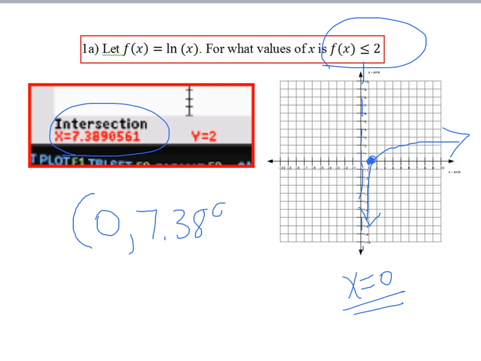I ask my students to go to 3 decimal places unless otherwise stated, so I'm going to close this off with a square bracket because it is asking me for where y is less than or equal to 2, x is 7.389. So for what values of x is f of x less than or equal to 2? It is where x is greater than 0 and less than or equal to 7.389.